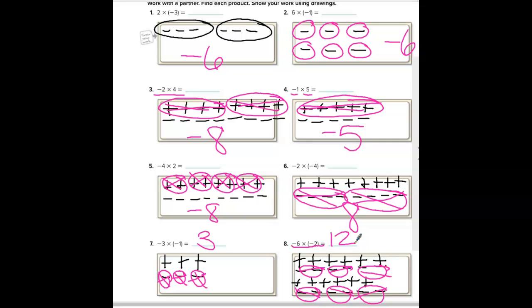How about when you remove sets of negative counters? You get a positive. Okay, so when you remove sets of negative counters, the results are positive. When you get that written on number 9, flip the page.